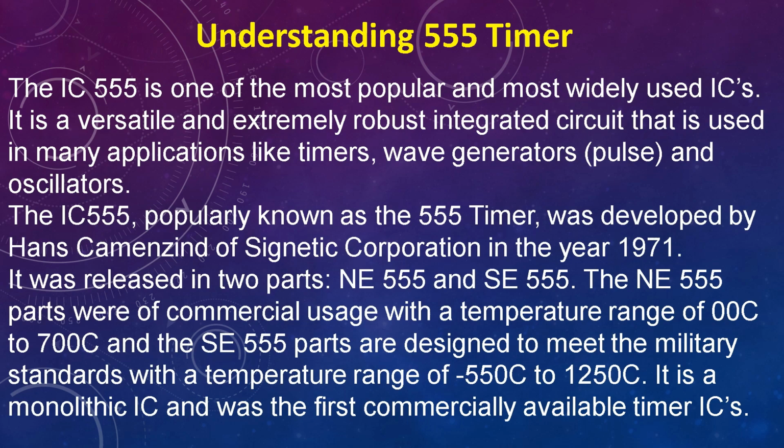The IC 555, popularly known as the 555 timer, was developed by Hans Camenzind of Signetics Corporation in the year 1971. It was released in two parts, NE 555 and SE 555. The NE 555 parts were of commercial usage with a temperature range of 0°C to 70°C, and the SE 555 parts are designed to meet the military standards with a temperature range of -55°C to 125°C. It is a monolithic IC and was the first commercially available timer IC.